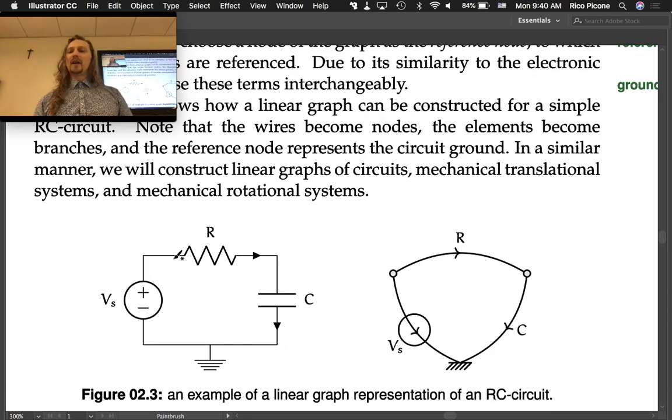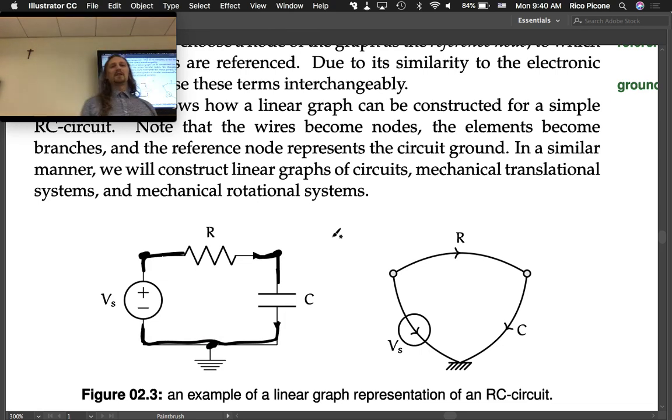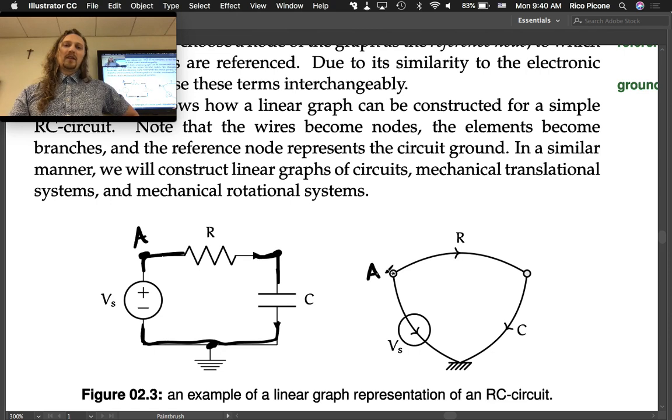Remember how we would talk about how this is a node, and this is a node, and this is a node? And we could say anything connected by wire to it is a node, right? So this is all a node, this is all a node. What we're going to do in this linear graph is collapse those to a point, and they'll still be called nodes. So this node we say is node A, and we represent all of that as a single dot.